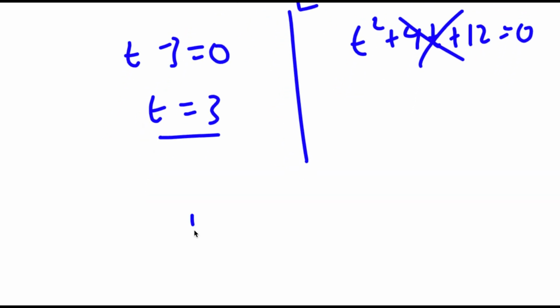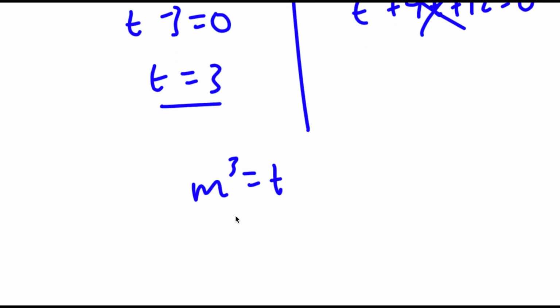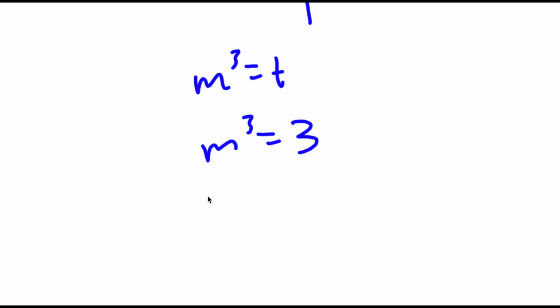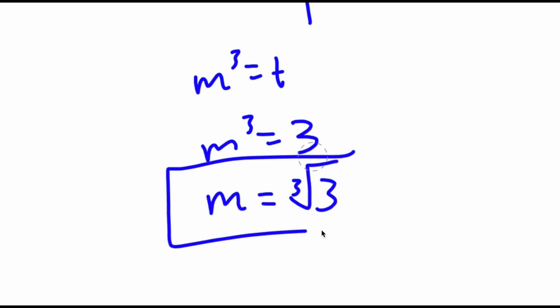And remember how we set m to the power of 3 equal to t. So if m to the power of 3 is equal to 3, this means that m is equal to the cube root of 3.